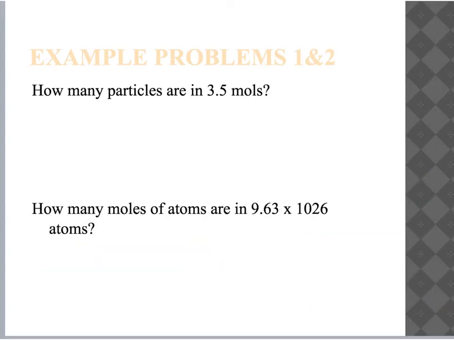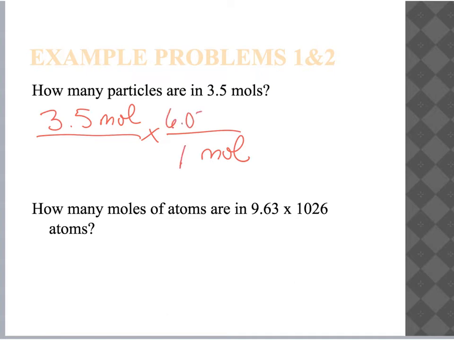So I have a couple of example problems in your notes, and one of which says how many particles are in 3.5 moles. So I'm going to start with 3.5 moles. And again, the next conversion factor, I want moles on the bottom. And 1 mole is equal to 6.02 times 10 to the 23rd particles. Moles cross out, and 3.5 times this number gives me 2.107 times 10 to the 24th.